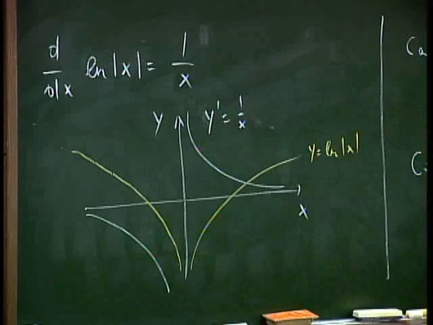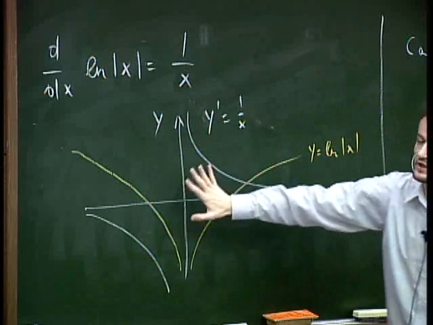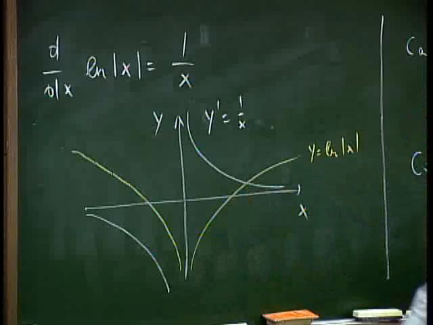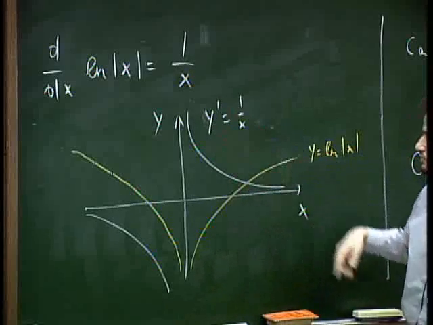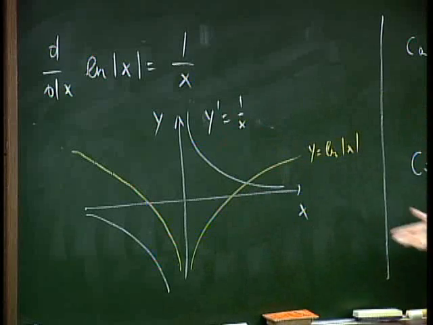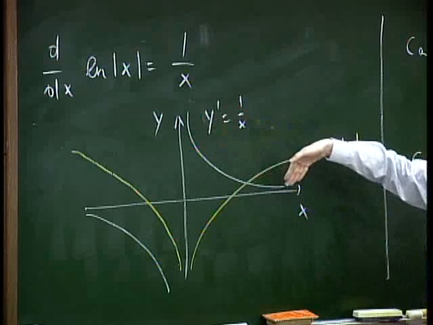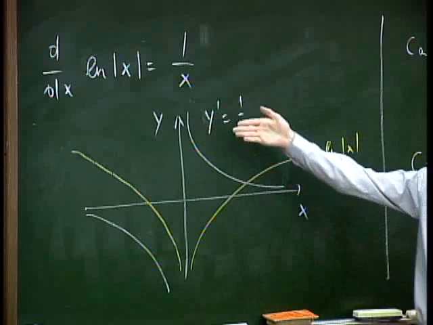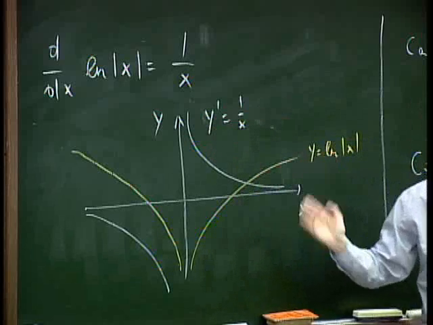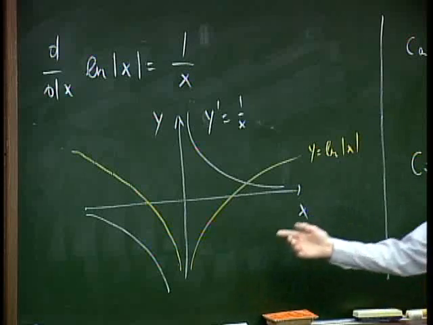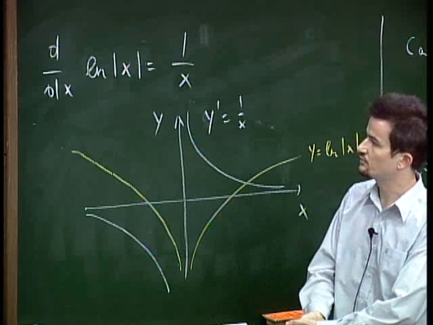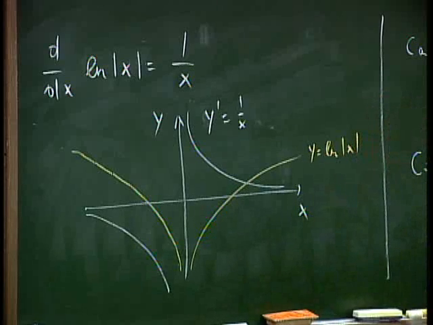If you just look at positive x, then we know already that the derivative of ln of x is equal to 1 over x, which also makes perfect sense. The derivative is always positive, which corresponds to the fact that the function is increasing. And last time, in our in-class homework, we proved that the derivative of an even function is an odd function. And this already explains this part here.